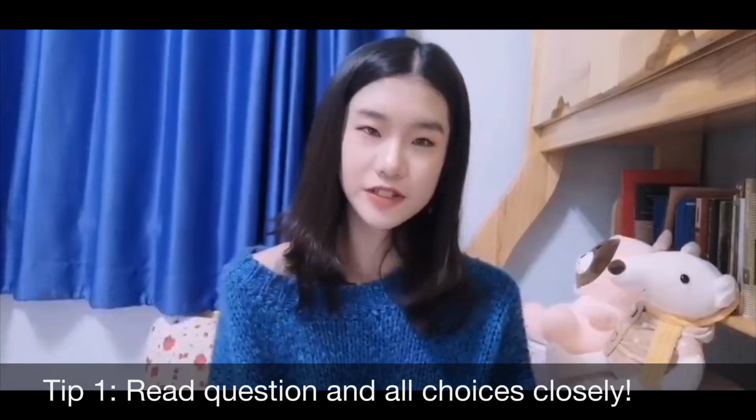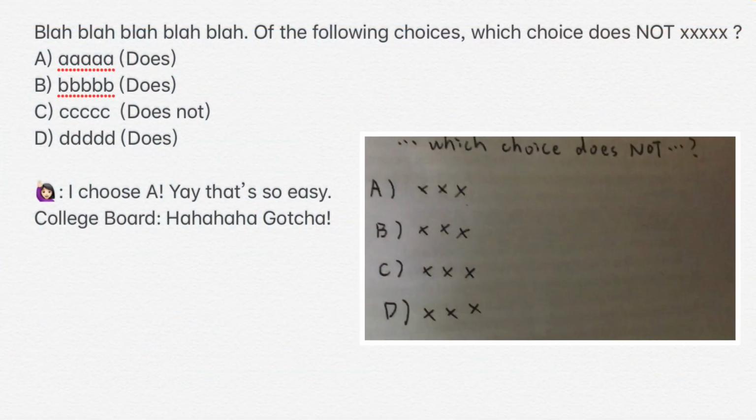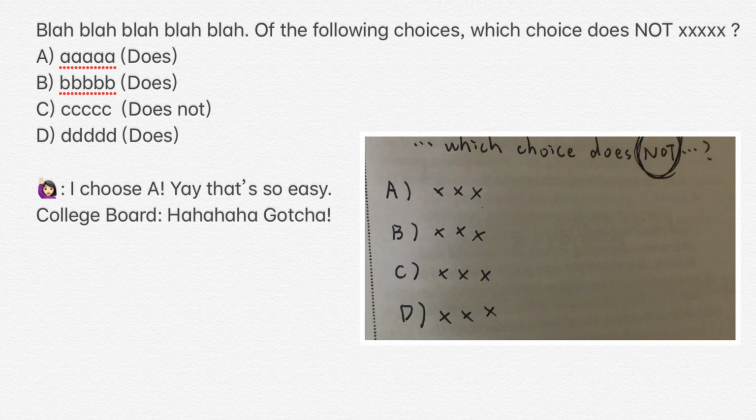So, the first tip that I have for you guys is to read the question and all the choices very, very carefully. You definitely want to make sure that you know what the question is asking you to do. Some questions might ask you to choose the answer that does not do something, so in this case I would recommend that you circle or highlight or underline the not, so that you don't forget about it and avoid the right answer. And you also have to notice the key words in the question.